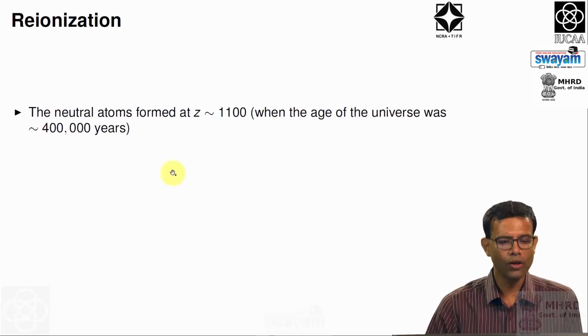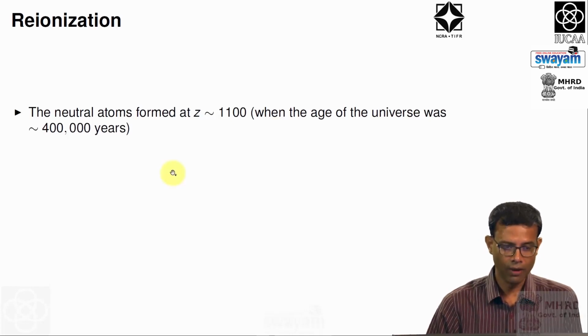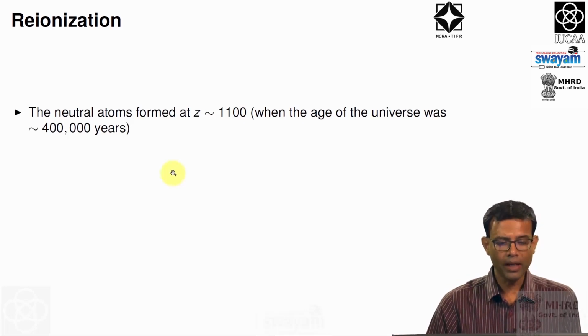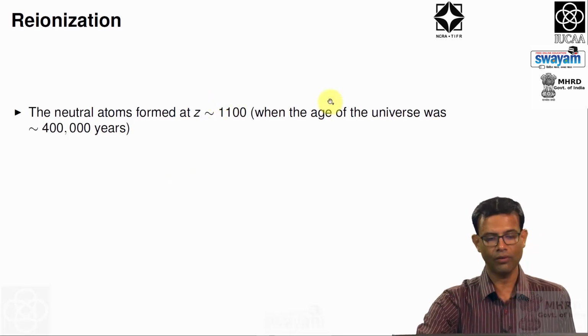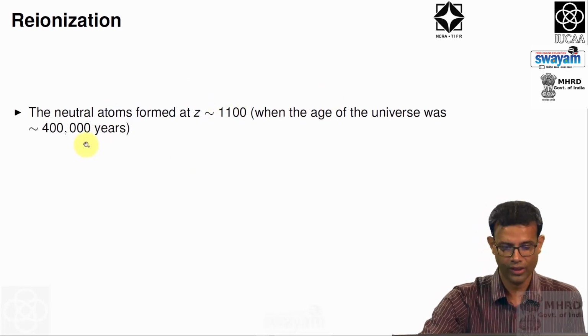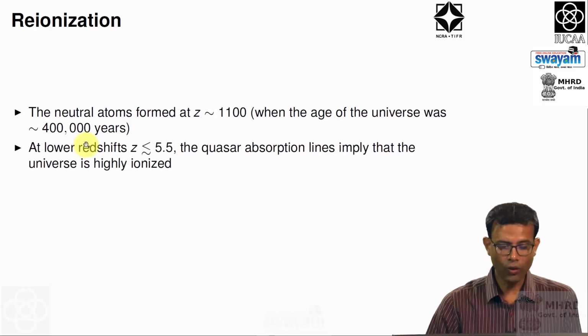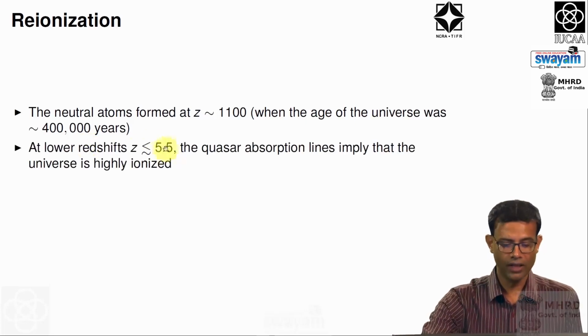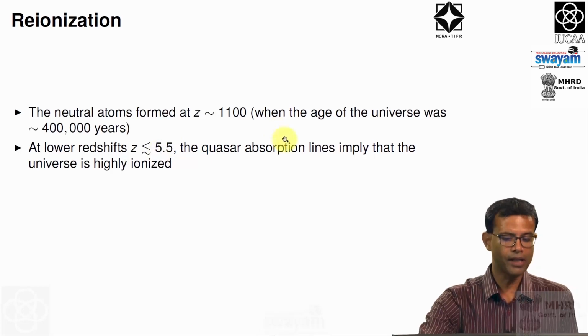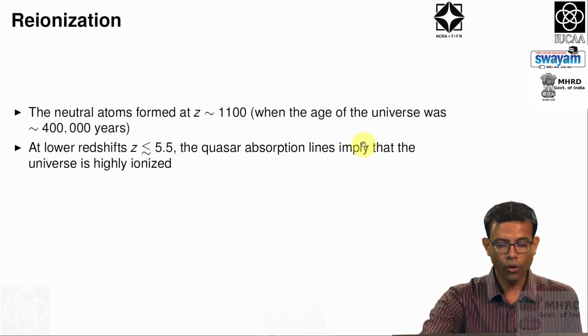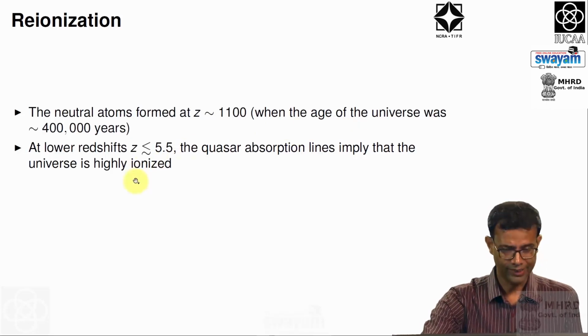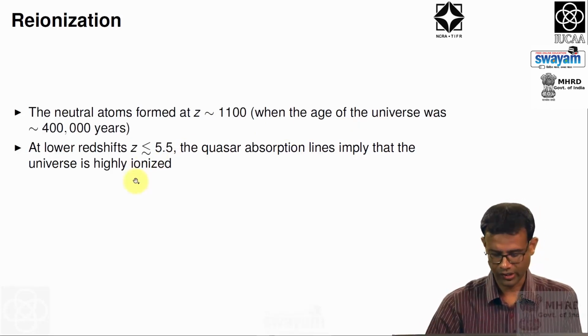This is related to the cosmic reionization which I talked about, which is very crucial while also interpreting CMBR observation. So, the idea is, as you know, the universe became neutral, the neutral atoms formed at redshifts of 1100 when the age of the universe was just a few 100,000 years. However, at lower redshifts below 5.5 or so, the quasar absorption line observations show that the universe is very highly ionized. This is something which I just discussed.